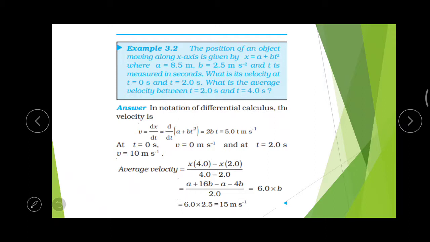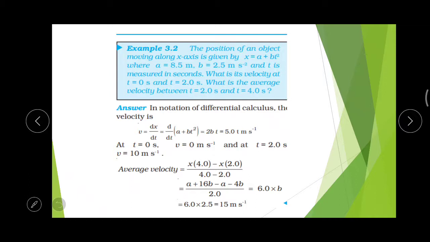Now one example is given. The position of an object moving along the x-axis is given by x is equal to a plus bt square, where a is equal to 8.5 meter, b is equal to 2.5 meter second raised to minus 2, and t is measured in seconds. What is its velocity at t is equal to 0 second and t is equal to 2 seconds? What is the average velocity between t is equal to 2 seconds and 4 seconds?